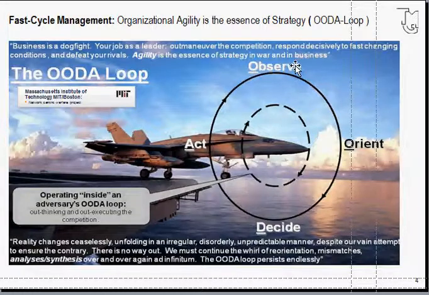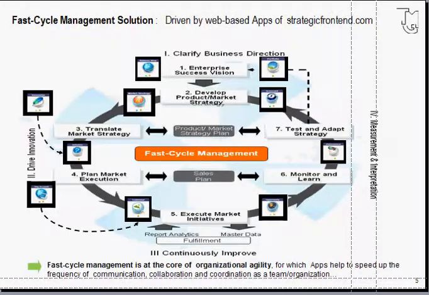This OODA loop is that everyone who wants to be successful in the turbulent and dynamic environment has to be better than competition in observe, orient, decide, and in act. So operating inside the competition's OODA loop is very important for out-thinking and out-executing the competition. This is the basis for the strategicfrontend.com fast cycle management solution, which is driven by web-based apps of the system.